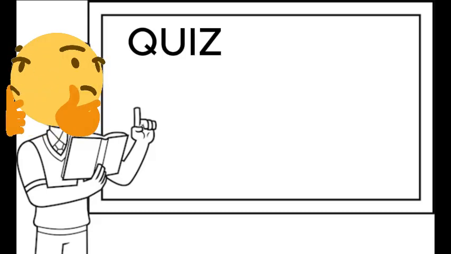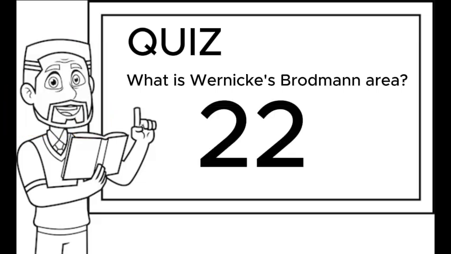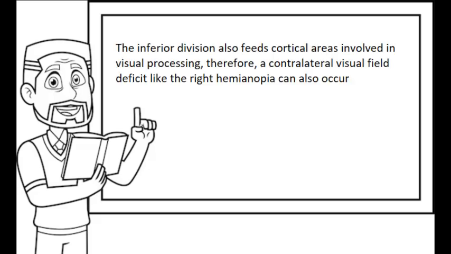Let's take a quick pause for a question. Wernicke's area is Brodmann's area what? If you said Brodmann's area 22, you are absolutely correct. Now, because this inferior division also feeds cortical areas involved in visual processing, a contralateral visual field deficit like right hemianopia can also occur.